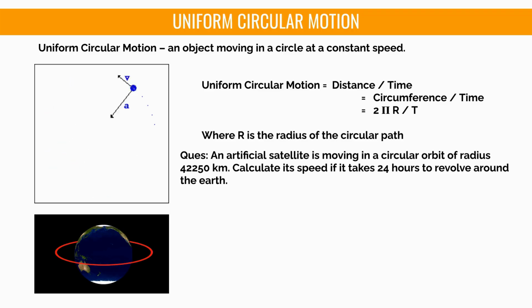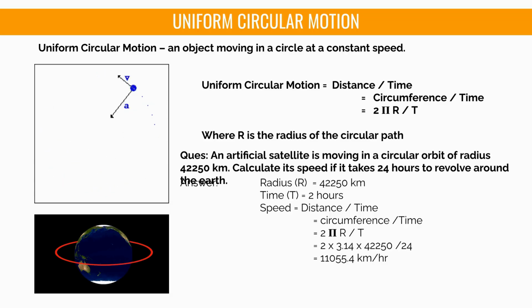Let's solve a real-life example. An artificial satellite is moving in a circular orbit of radius 42,250 kilometers. Calculate the speed if it takes 24 hours to revolve around the Earth. Using the formula, speed equals 2 multiplied by 3.14 multiplied by 42,250 divided by 24. Solving this, we get speed equals 11,055.4 kilometers per hour. So, the satellite moves at a speed of over 11,000 kilometers per hour to stay in orbit around Earth.